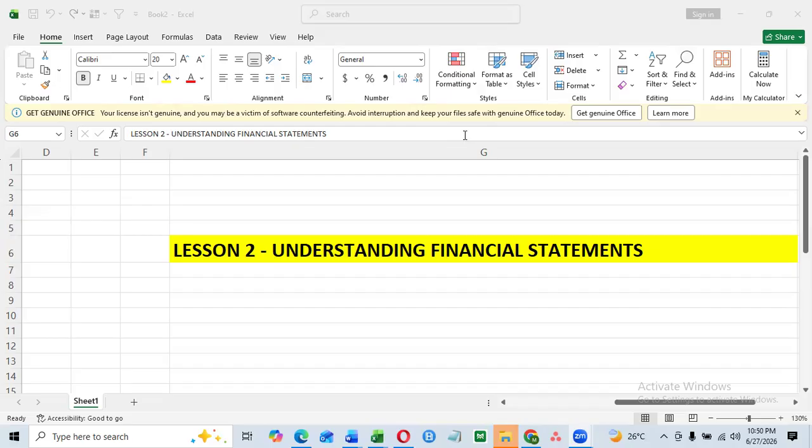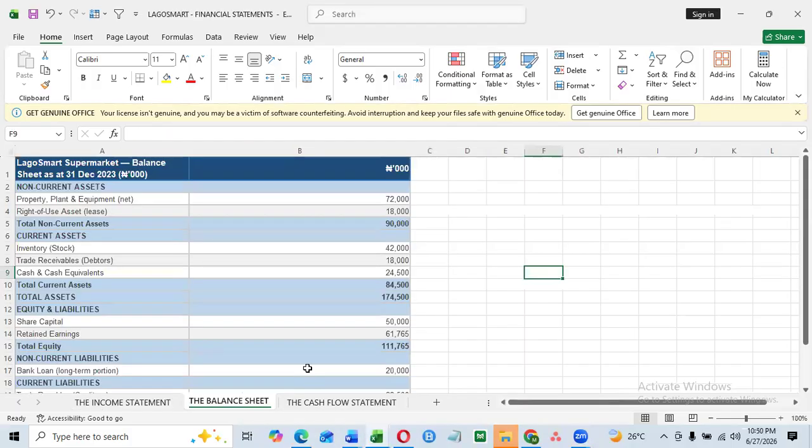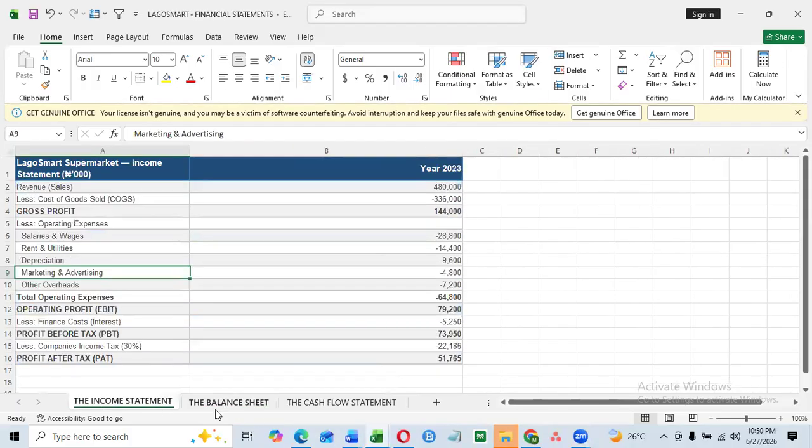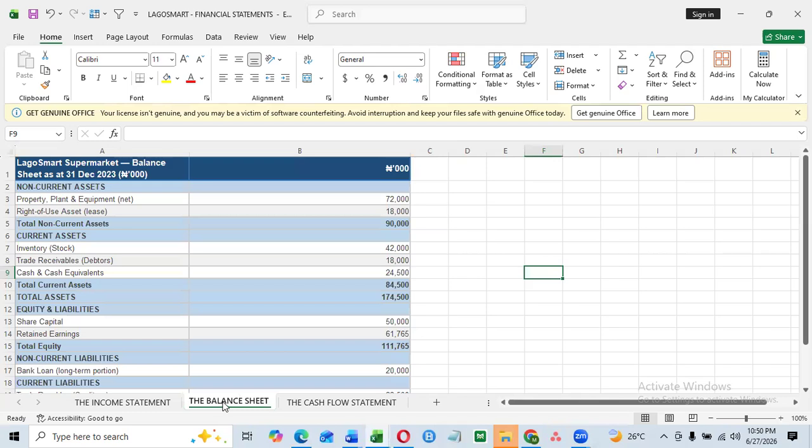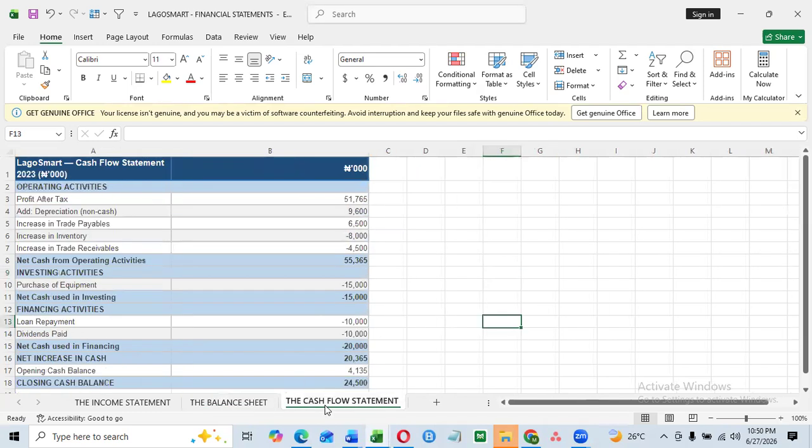Here is the truth. Every financial decision, every risk, every opportunity, it all ends up reflected in 3 documents. The income statement, the statement of financial position, which is the balance sheet, and the cash flow statement. So these are the language of business, and today you're going to become fluent.